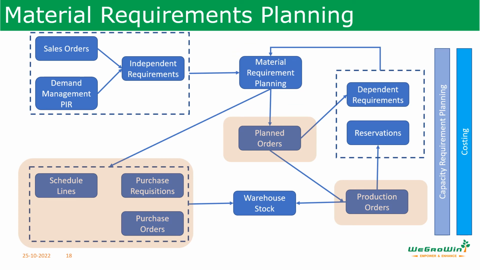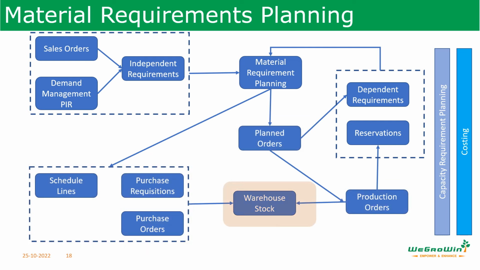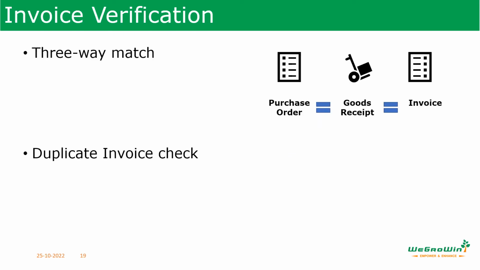The MRP will also give planned orders, and it will also trigger purchase requisition schedule lines. Then these planned orders will be converted into production orders, and purchase requisitions will be converted into purchase orders. From purchase orders, goods are received into the warehouse stock, and then these will be consumed in production. With this, the process will be completed in material requirement planning. Here, there will be activities involved like capacity requirement planning and also costing activities.